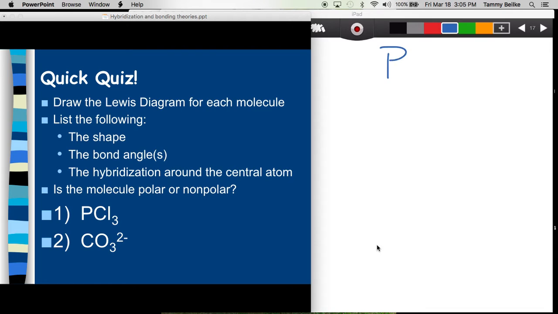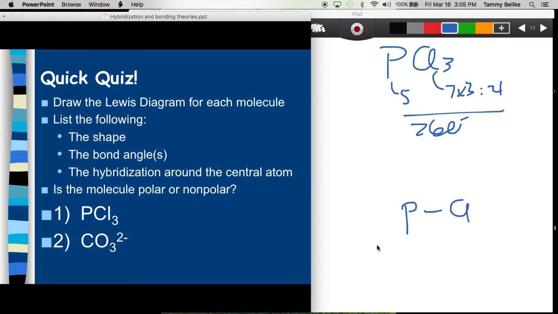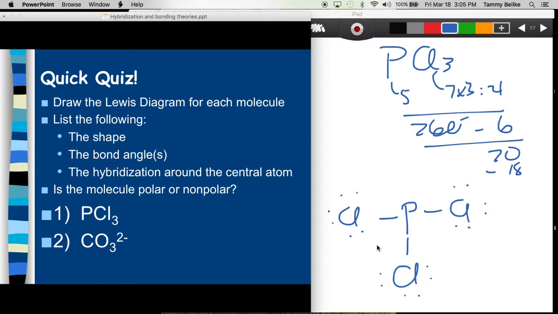PCl3, phosphorus trichloride. You do the Lewis diagram. Phosphorus is 5, chlorine is 7 times 3 is 21, so 26 electrons total. We're going to put phosphorus in the middle. We're going to put chlorines all around it. And those 3 bonds use up 6 electrons, so I've got 20 left. 6 for each chlorine, so I've just used 18. I have 2 left. Where do they go? Right there on the phosphorus.